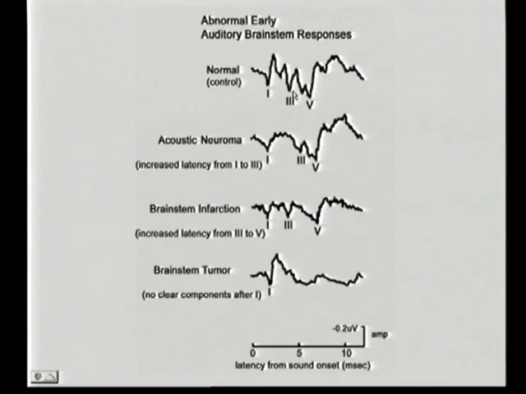Now here's normal again, so here would be the nerve, this would be the cochlear nuclei, then you have the superior olive. And you look at these various things like a tumor, infarction of the brainstem, or an acoustic neuroma, and you can see that different things are being delayed. There are differences in the peaks and the amplitude. You should be able to figure these out by yourself.